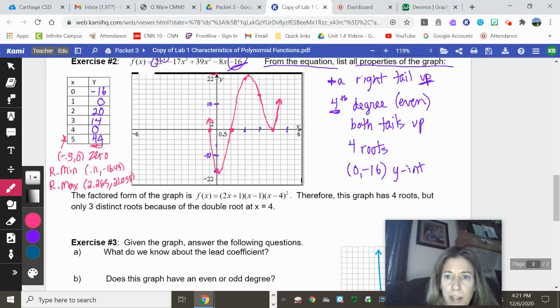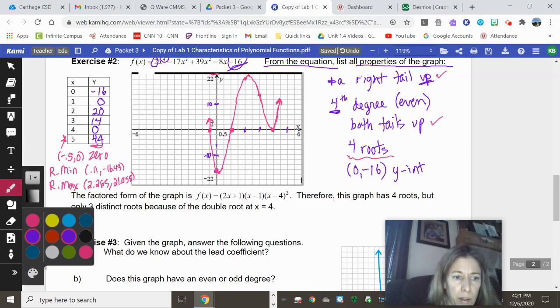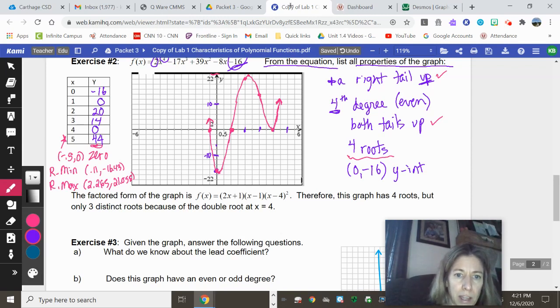And we can see we were right. The right tail was up. Both tails were up because of that even degree. Let's talk about this a little bit. There are 4 real roots, okay?